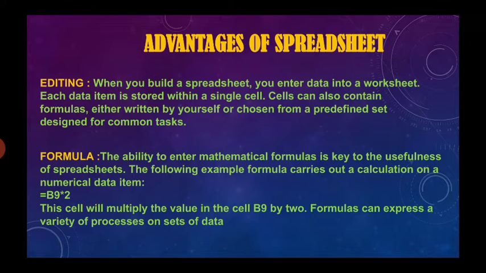One example is given: B9 into 2. B9 is the cell address. The address of the cell is B9. Whatever number is written in B9, say 10 is written in B9, then 10 into 2 is 20. So I am referring to the cell address. Whatever data is there in that particular cell address will get multiplied by 2. This formula will multiply the value in the cell B9 by 2. So formulas can express a variety of processes on sets of data.